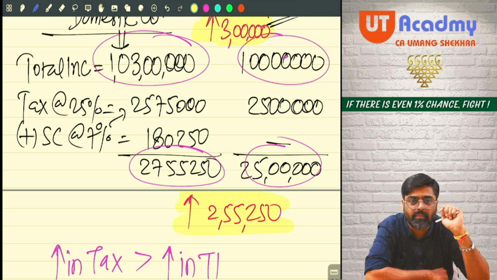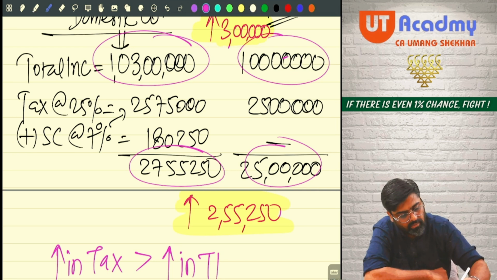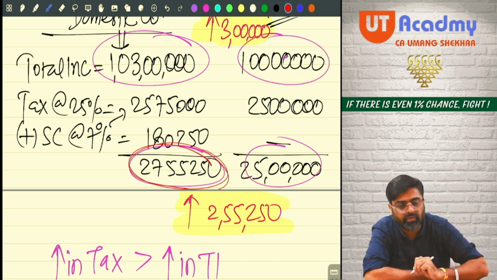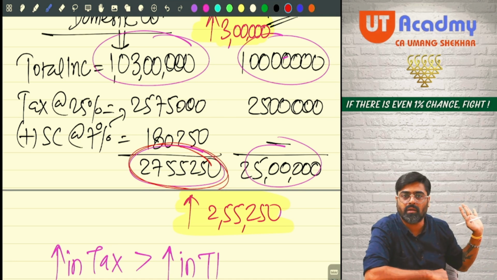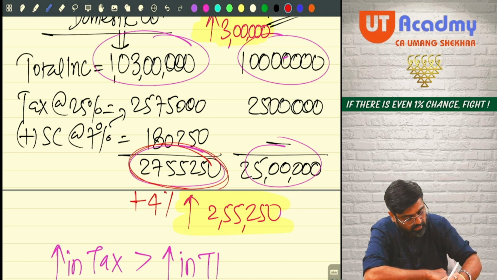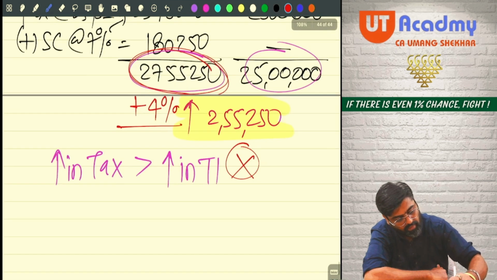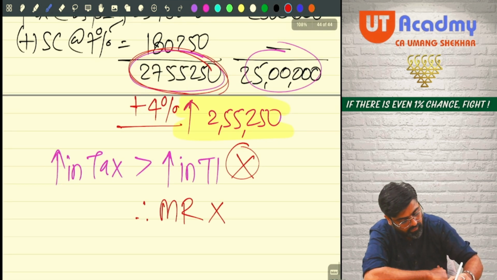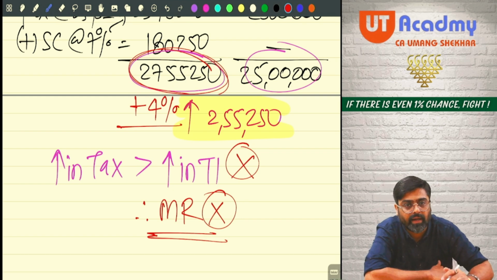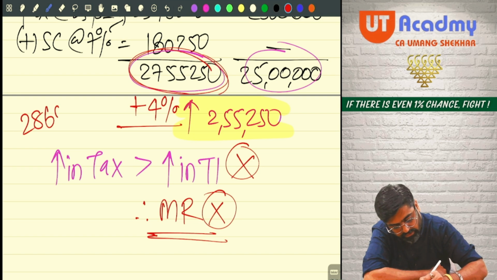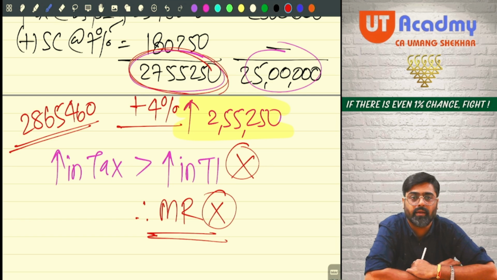So how much tax are you liable to pay? Come on, tell me. 27,55,250. Pay this without any marginal relief. But wait, you are also supposed to add 4% cess. Therefore, no marginal relief. So after adding 4%, 28,65,460. This will be your final tax liability, including health and education cess.